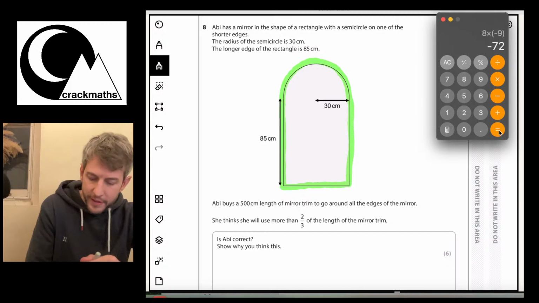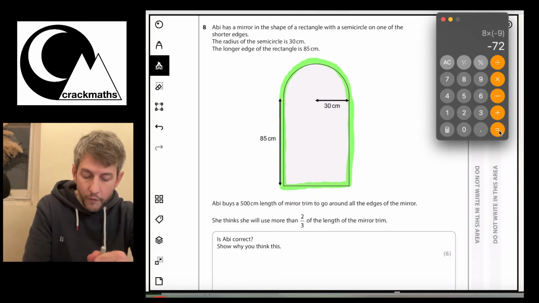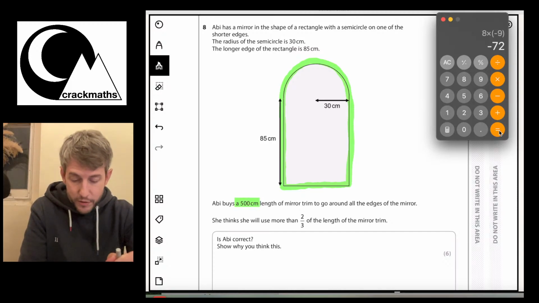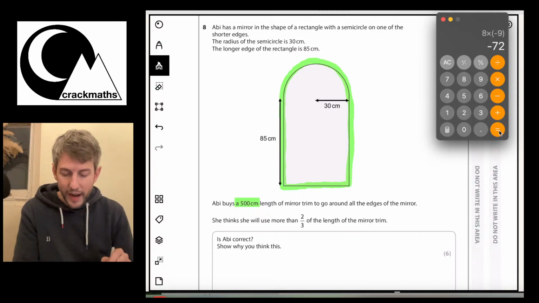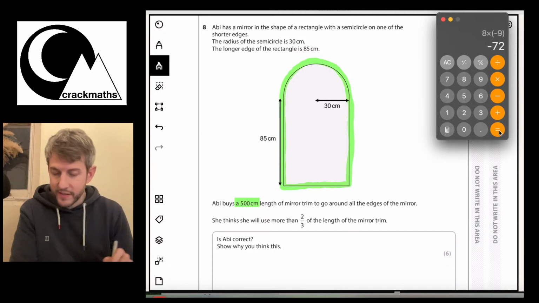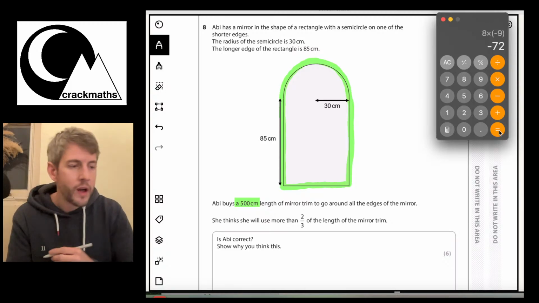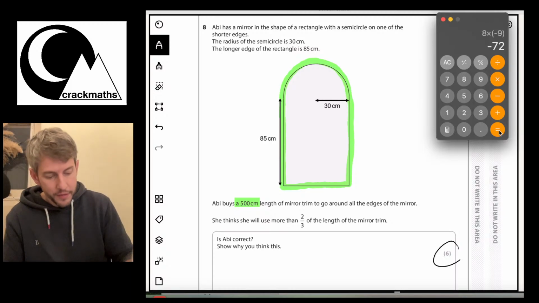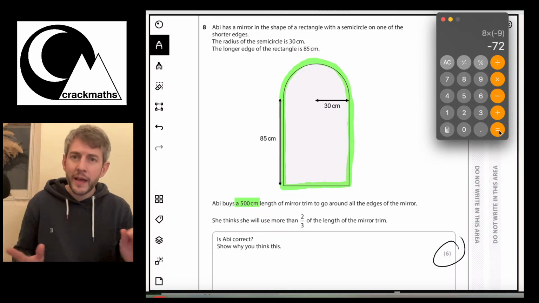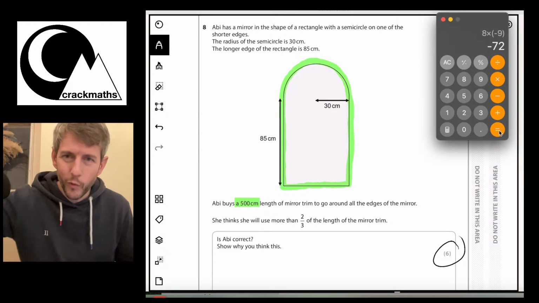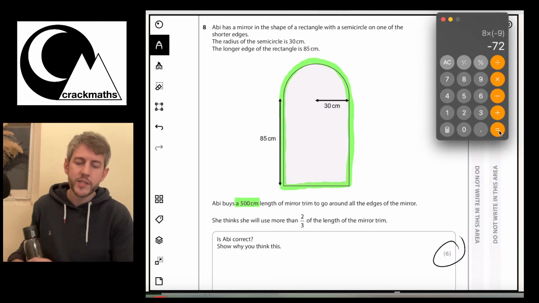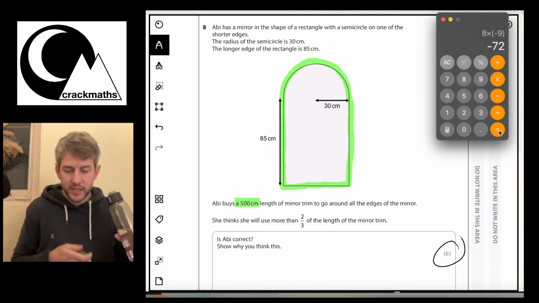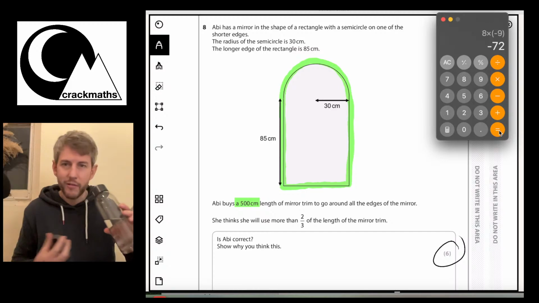She thinks she will use 2/3 of the length of the mirror trim. Okay, so she's bought 500 centimetres. She thinks she's going to use 2/3 of that. Is Abby correct? Show why you think this. Okay, first of all, let's find out how much 2/3 of the mirror trim is. Remember, with these questions, especially questions with a lot of marks, you don't need to get it all. It's good to get it all right, but if you can't do it all, it doesn't matter. You just still need to do what you can, okay? So I think the first thing that we could do is find out what 2/3 of this mirror trim is.